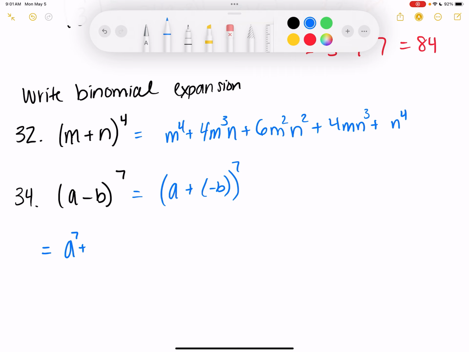Plus, the next one has a 7 in front, a to the 6th. Now, when I do this, this is going to be a negative b. So I'm going to use parentheses here and do negative b. That's just raised to the first power. Plus, the next number is 21, a to the 5th. Then I've got negative b squared.